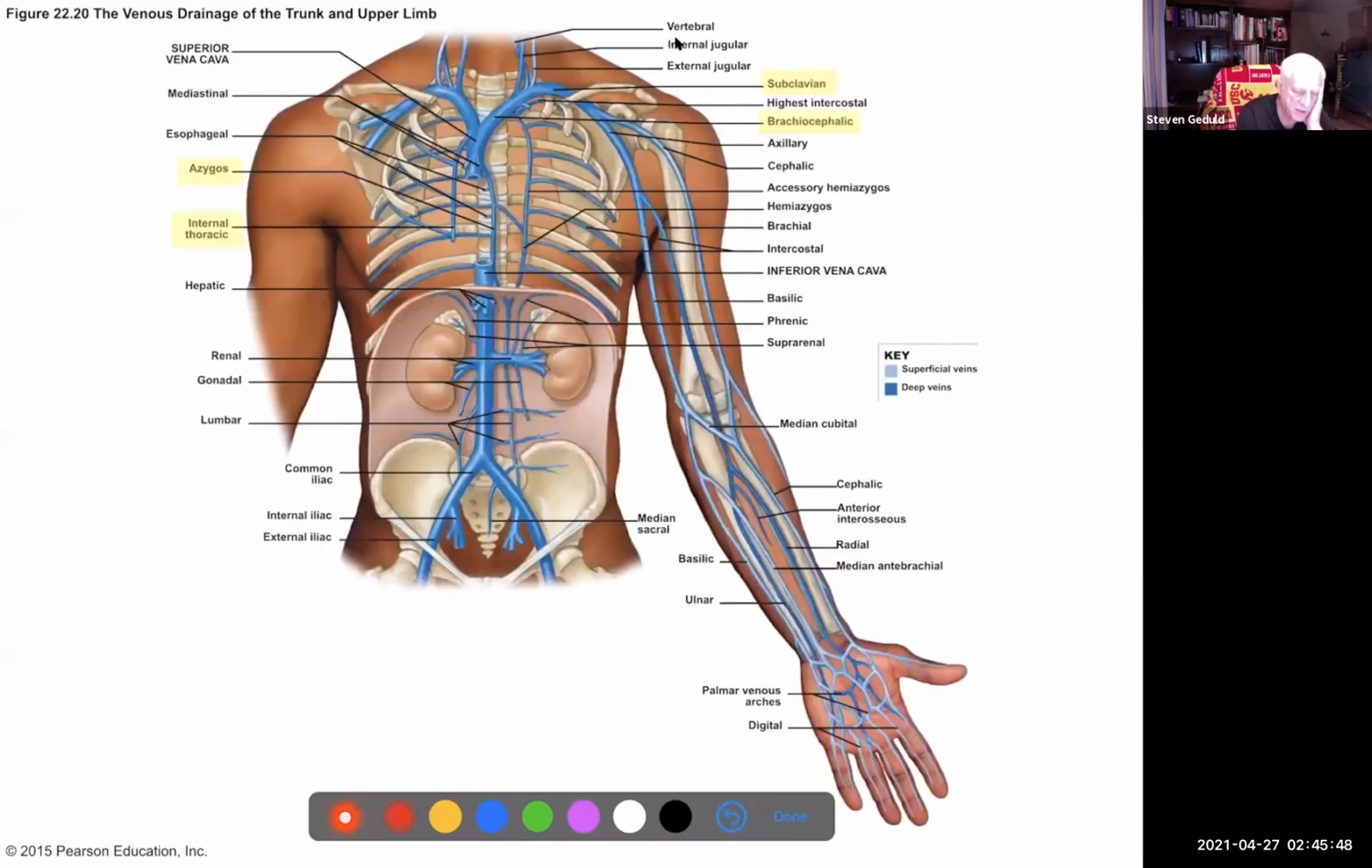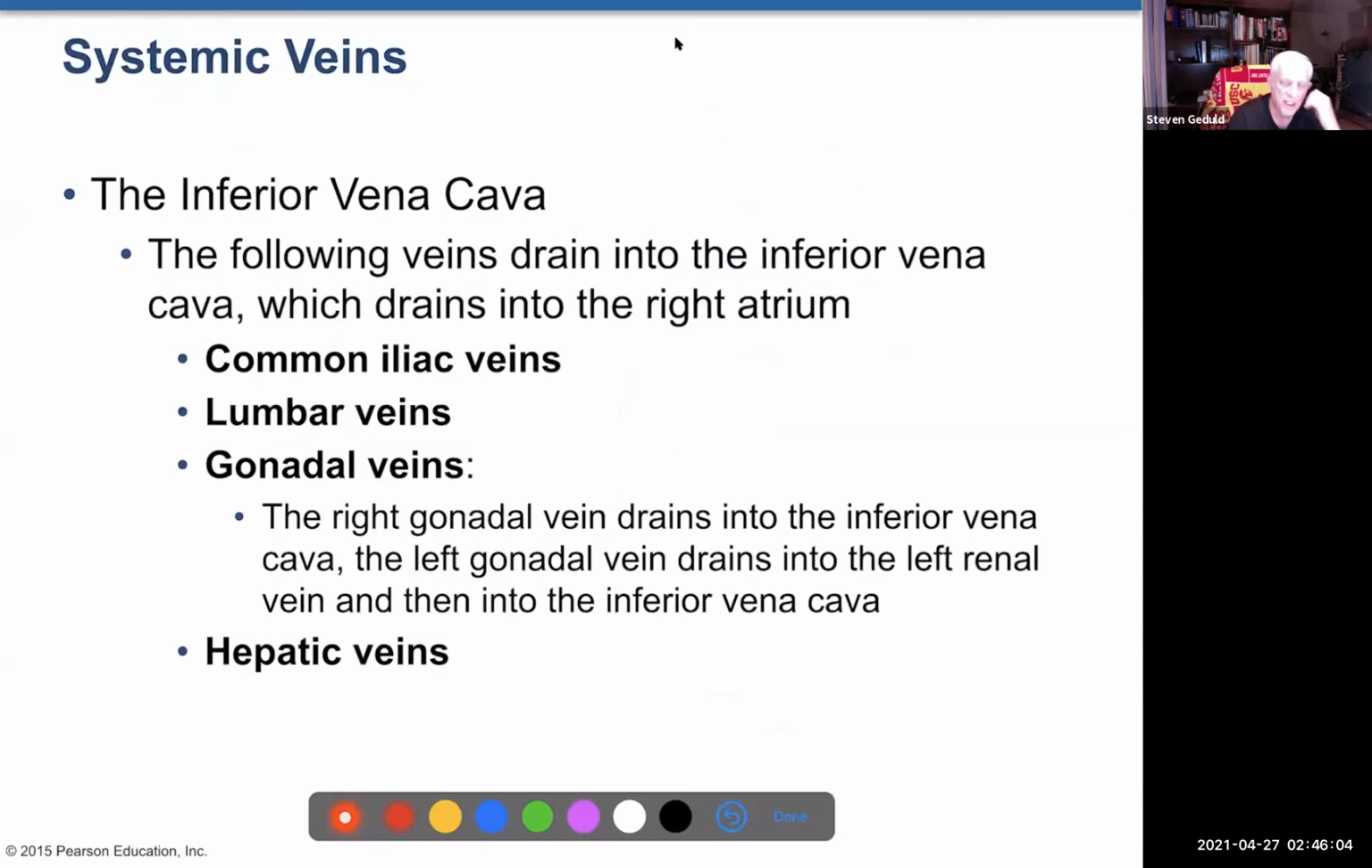So here's your azygos vein. There's your internal thoracics coming up and the subclavian, and it drains into the brachiocephalic vein. And here's your brachiocephalic vein right here. It just drains into the superior vena cava. The inferior vena cava.